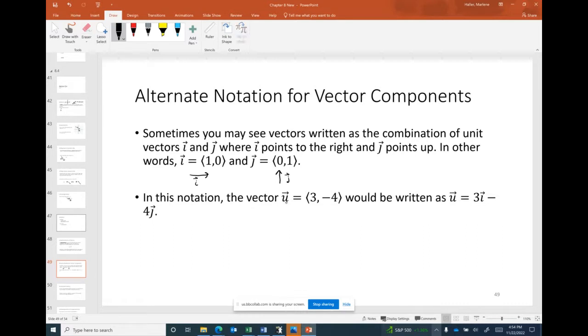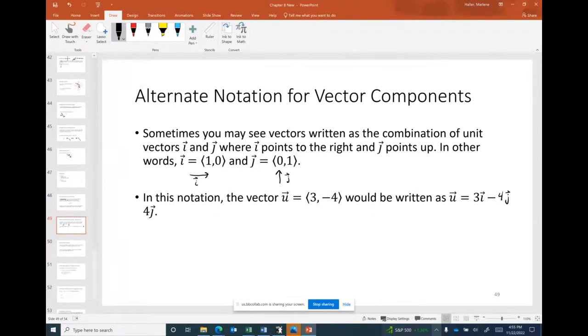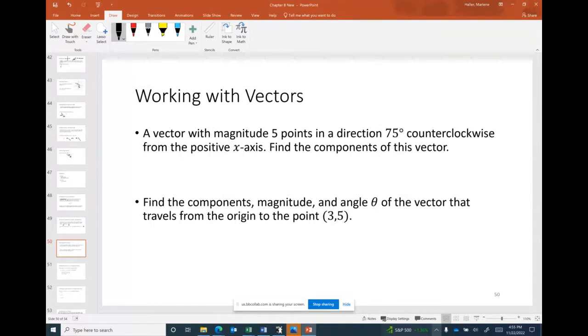So this vector that has a horizontal component of 3 and a vertical component of -4 could also be written as this: vector u equals 3 times the unit vector i minus 4 times the unit vector j. Okay, it's just different notation for saying the same thing. The vector ⟨3, -4⟩ could also be written as 3i minus 4j, and that's the same exact vector, just different ways of specifying it. All right, so let's look at some examples.